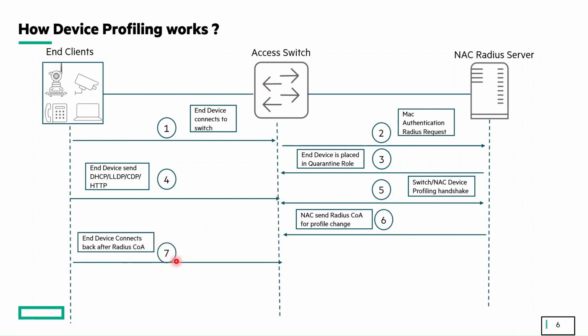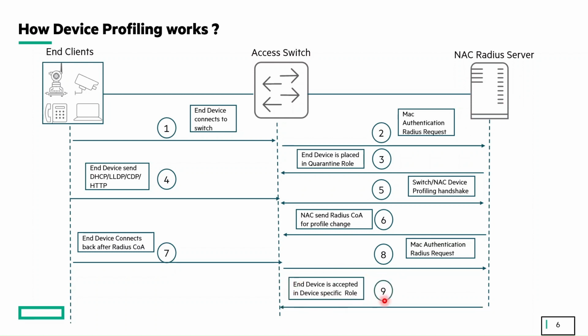The end device will get deauthenticated because of the RADIUS CoA, and again it will try to onboard. Now the access switch will send a MAC authentication RADIUS request, and the NAC will currently know what type of end device it is, so it can easily apply the device specific role to the end device. This is how end devices can be correctly placed in the device specific role based on the device type. The device profiling handshake plays a major role in identifying what type of end device it is.